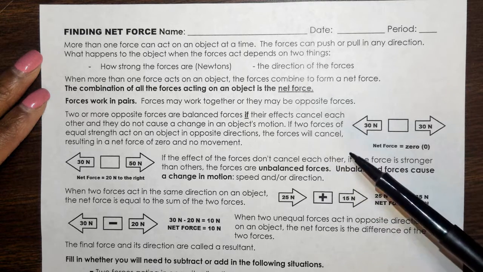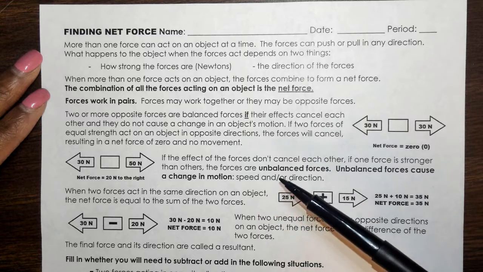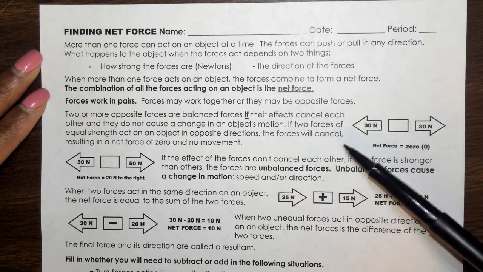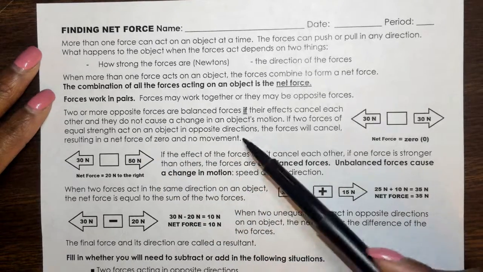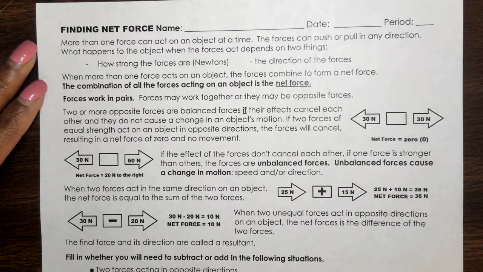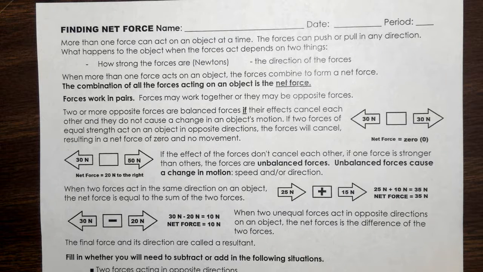If two forces of equal strength act on an object in opposite directions, the forces will cancel, resulting in a net force of 0 and no movement. So whenever you have a net force of 0, the object is balanced and there is no movement, so there is no change in motion. Remember, unbalanced forces can cause a change in motion. So they speed up, slow down, stop, change direction, things like that.